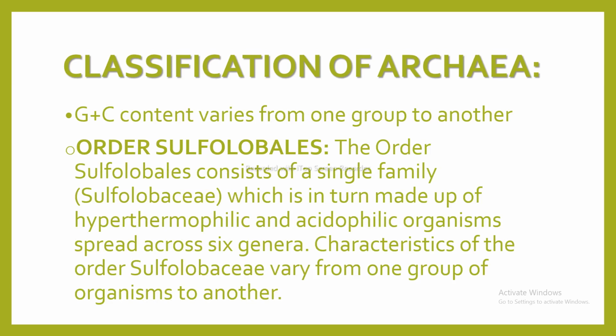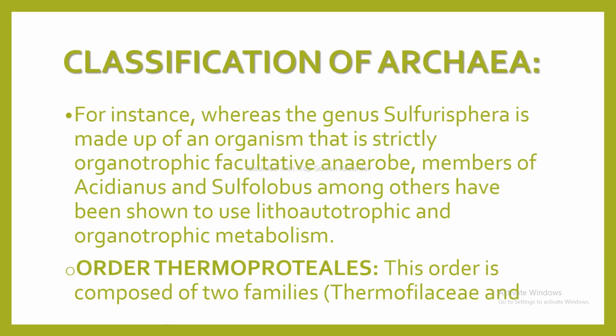Next order is Sulfolobales. So the order Sulfolobales consists of a single family which is known as the Sulfolobaceae, which is in turn made up of hyperthermophilic and acidophilic organisms spread across 6 genera. So characteristics of this order vary from one group of organisms to another. For instance, whereas the genus Sulfurisphaera is made up of an organism that is strictly organotrophic and a facultative anaerobe, members of Acidianus and Sulfolobus among the others have been shown to use lithoautotrophic and organotrophic metabolism.